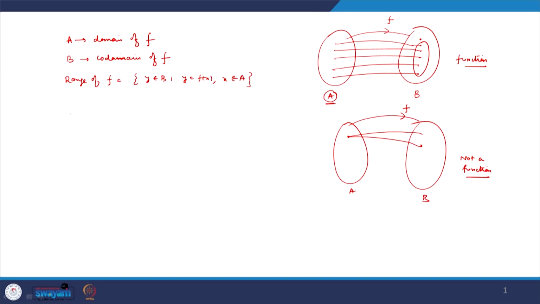Suppose you have a function f(x) equal to x squared, and you want to find out the range and domain of this function. How will you find out the range and domain of this function? First of all, is it a function?